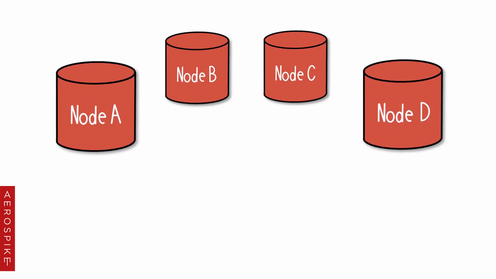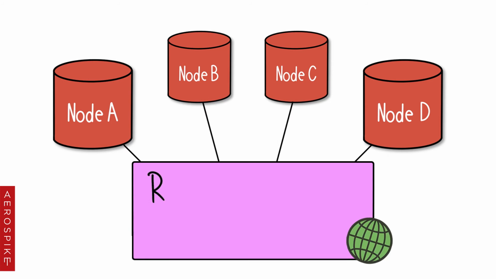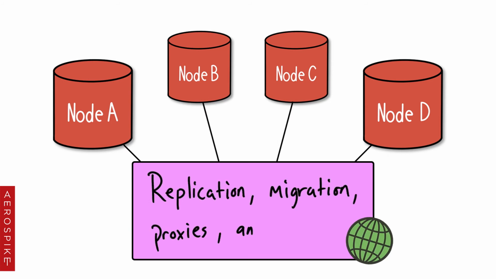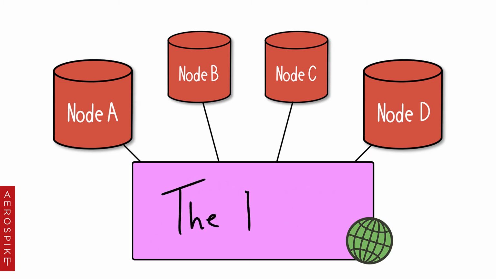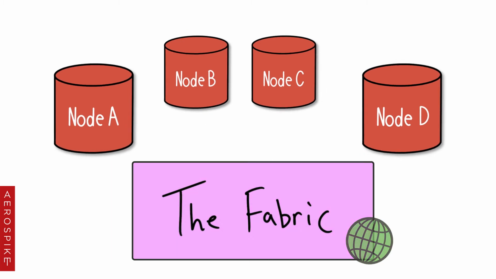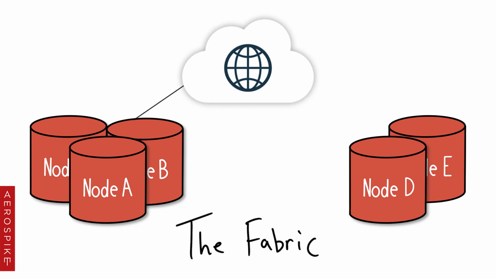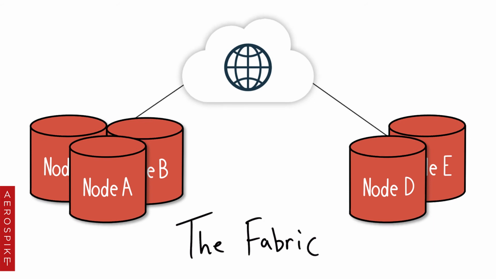Beyond the heartbeat, nodes communicate with each other regarding replication, migration, proxies, and more to ensure availability and consistency of data, even in the face of failures. These intra-cluster communication channels are referred to as the fabric. The fabric has the ability to stretch across multiple sites geographically.